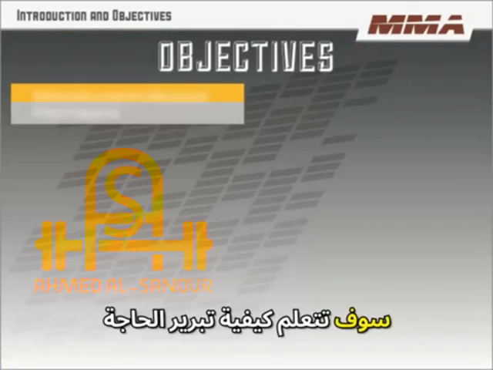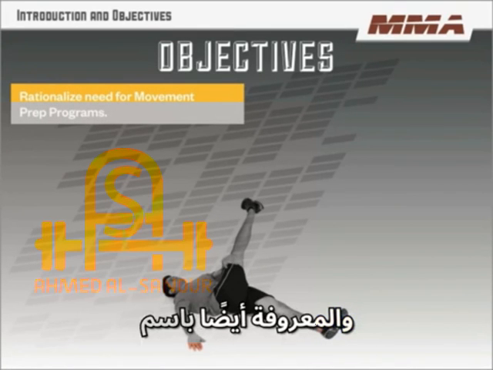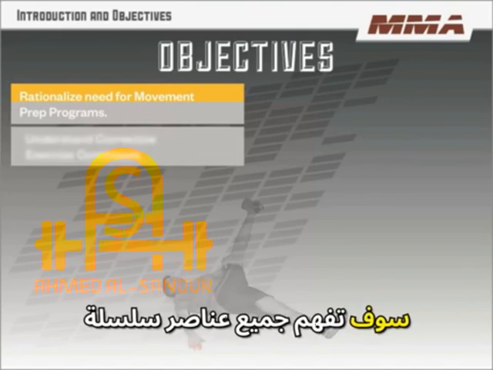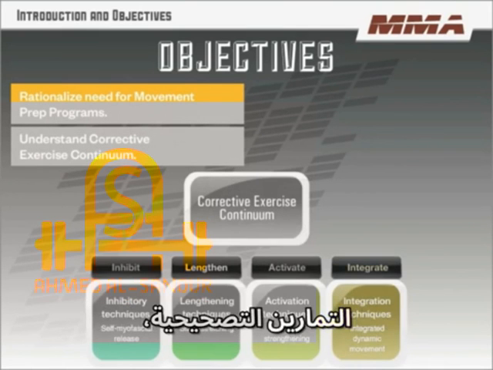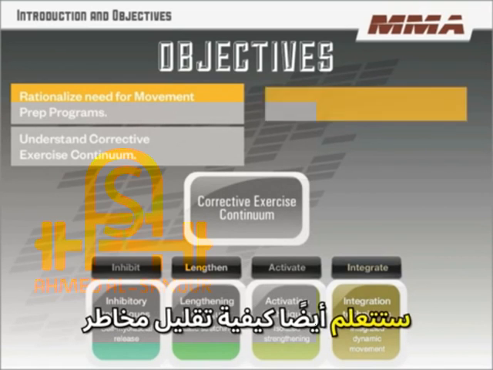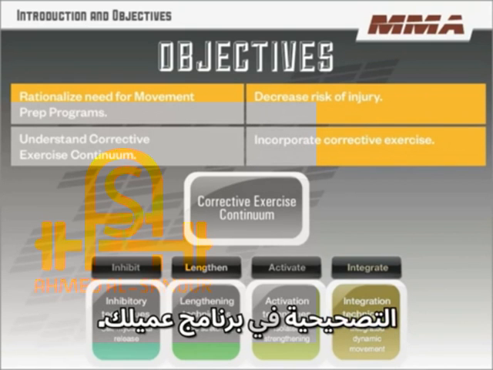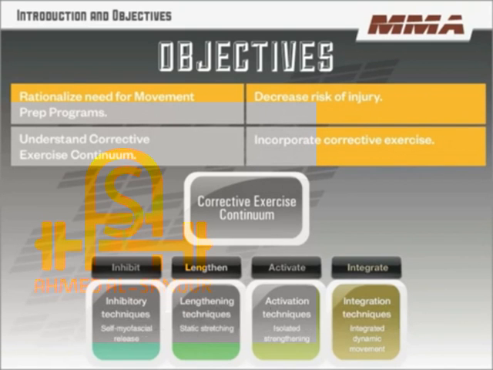At the end of this module, you'll know how to rationalize the need for movement prep programs, also known as corrective exercise. You'll understand all of the elements of the corrective exercise continuum, which is outlined in the table you see here. You'll also know how to decrease the risk of injury by incorporating corrective exercises into your client's program.